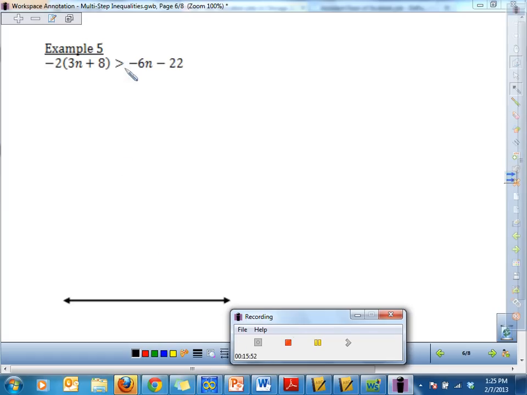Alright, let's go ahead and do example number 5. Draw a line on my equal sign. Now, I want you to go ahead, pause the video and try this one. This one's a little bit tricky. So when you get stuck, I want you to unpause and see the solution.